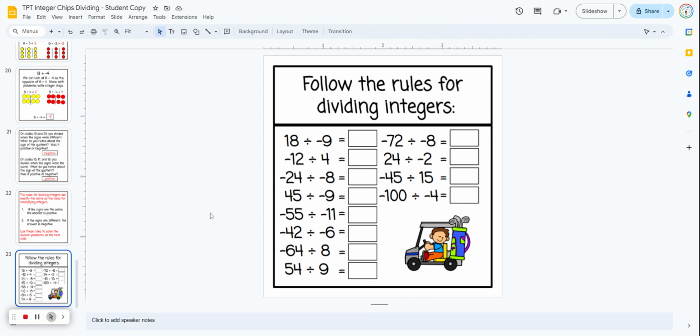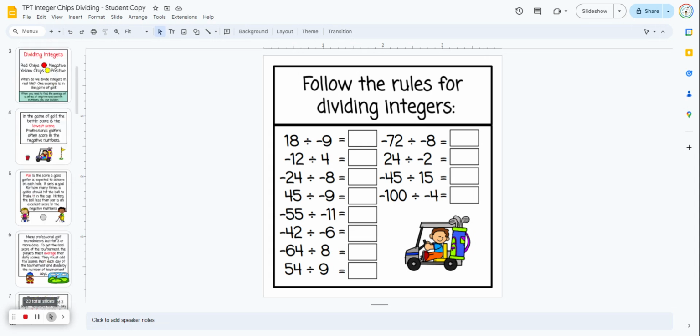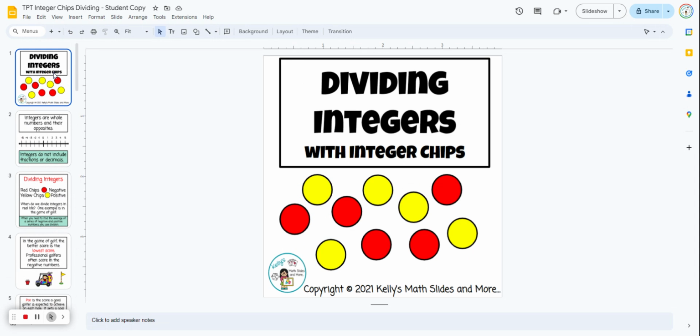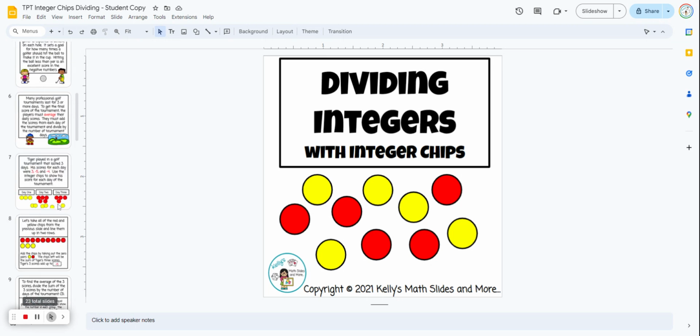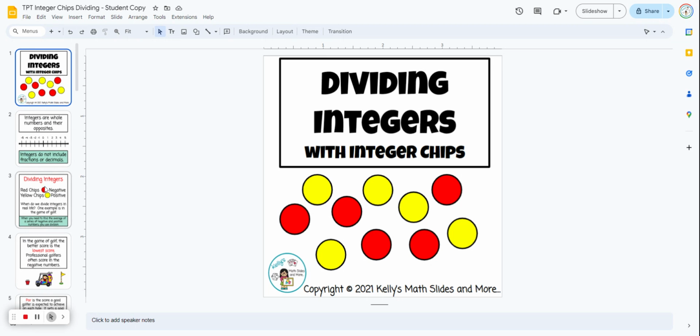So on the final slide, they're just going to use the rules, and they're going to divide each of these and then type in the answer. So that is the digital lesson, dividing integers with integer chips. It gives them a little bit of conceptual knowledge before they actually go into the rules. And it gives them a real-life example. So dividing integers with integer chips, digital lesson.